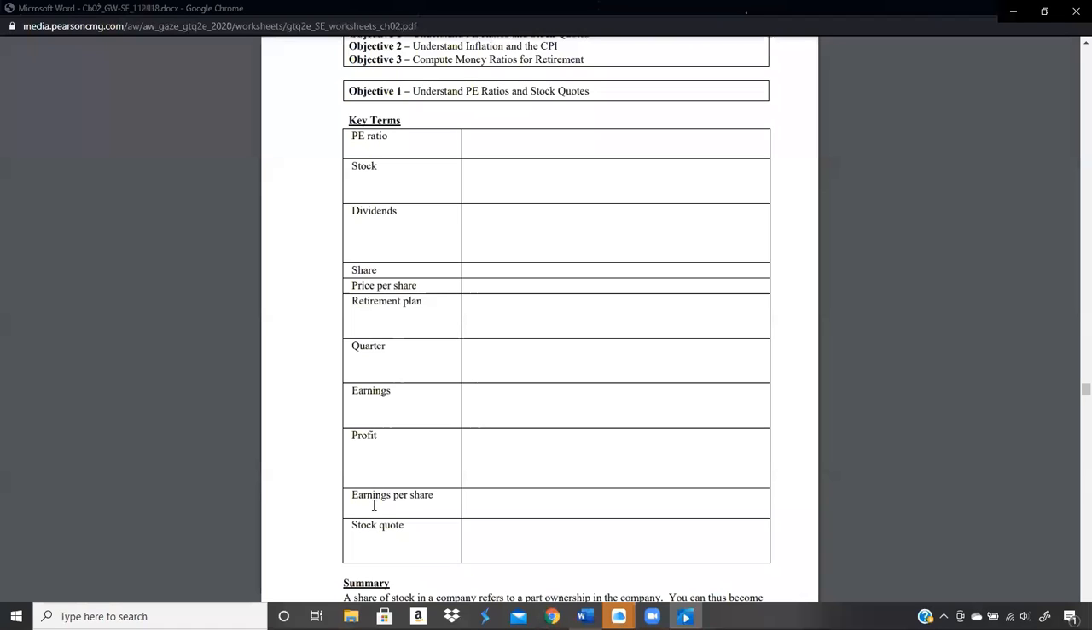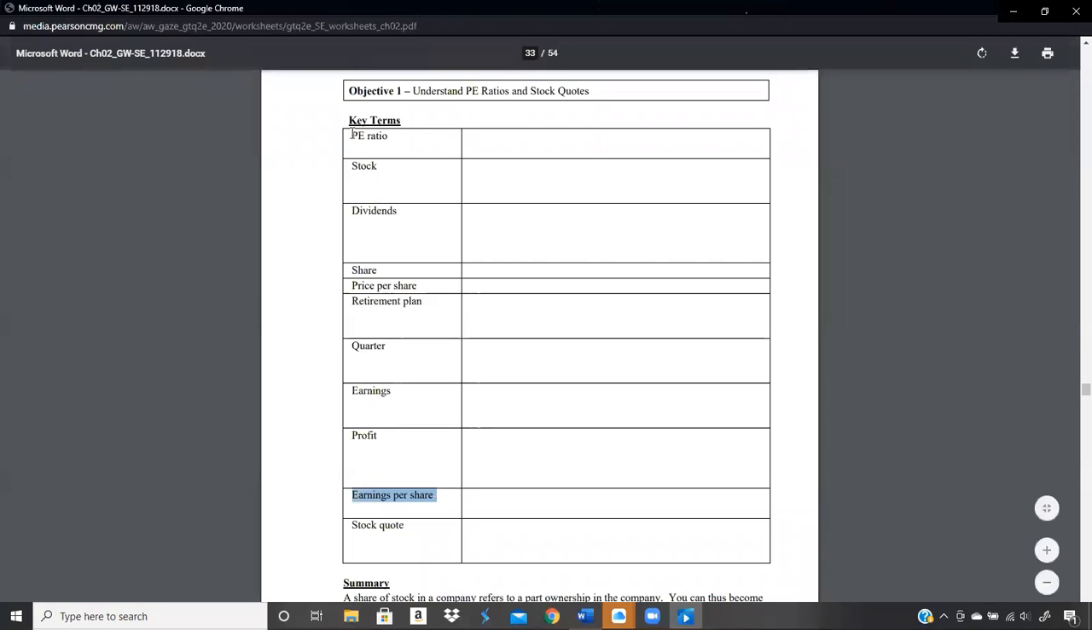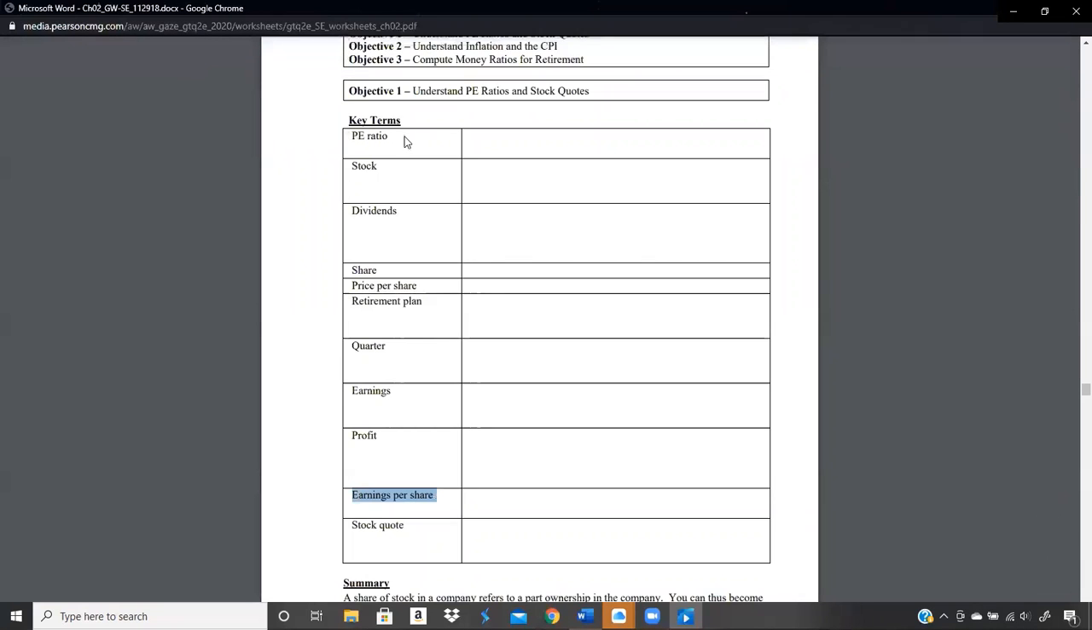Earnings per share. So this is just profit per share. This is also an abbreviation, EPS. EPS is earnings per share. PE ratio is price to earnings ratio. So when you see some of these abbreviations, if you know your words, if it's not the first time you put your eyes on it, then it should sound familiar.